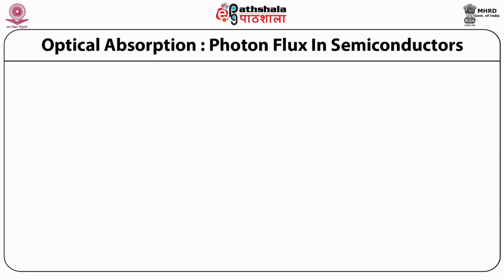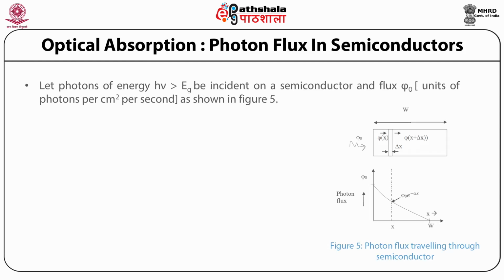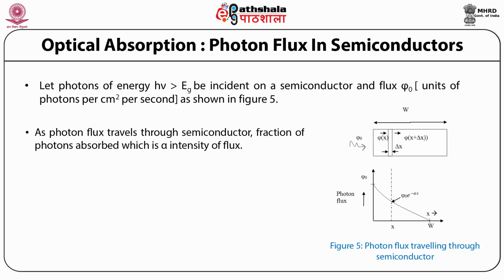Photon flux in semiconductors. Let photons of energy h nu greater than Eg be incident on a semiconductor with flux phi naught, in units of photons per centimeter square per second, as shown in this figure. As the photon flux travels through the semiconductor, the fraction of photons absorbed is proportional to the intensity of the flux.